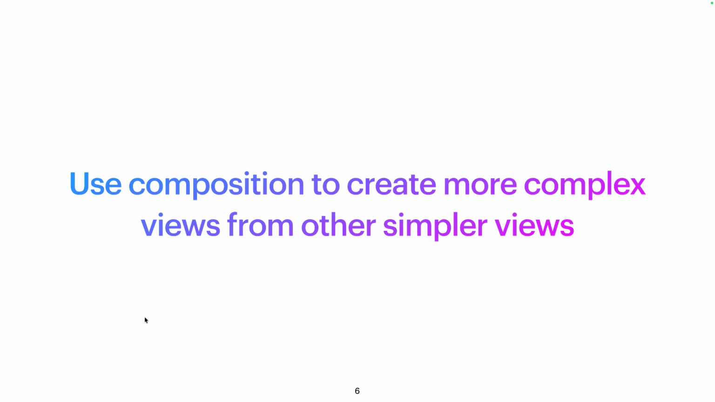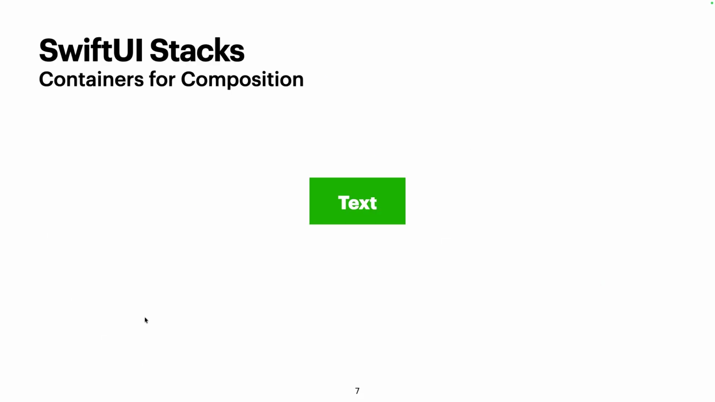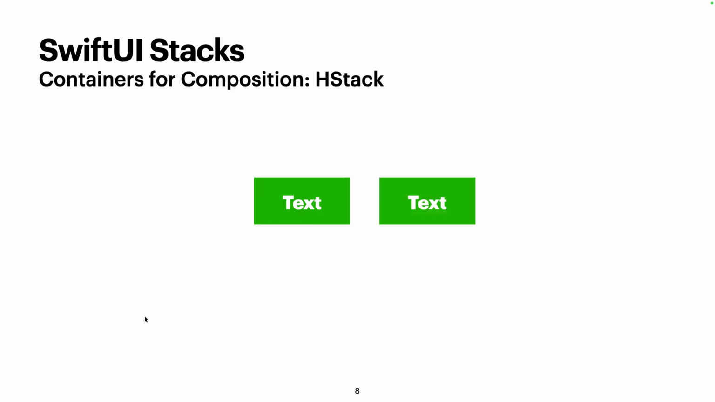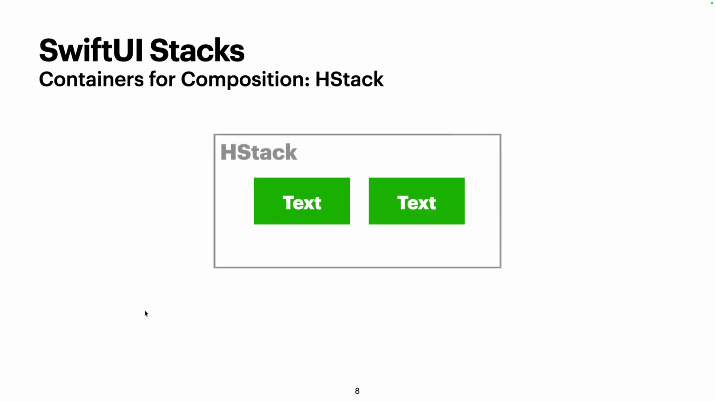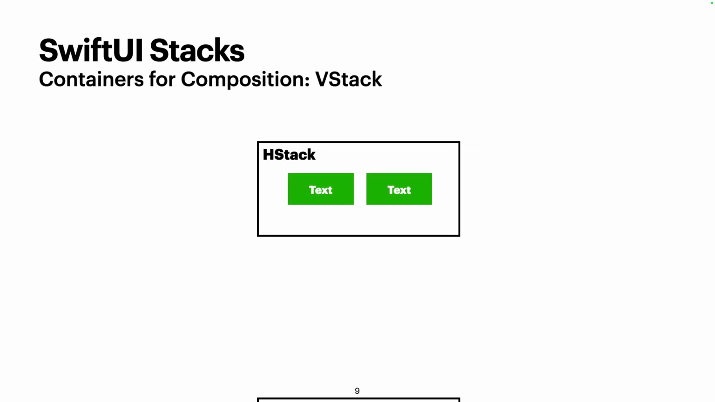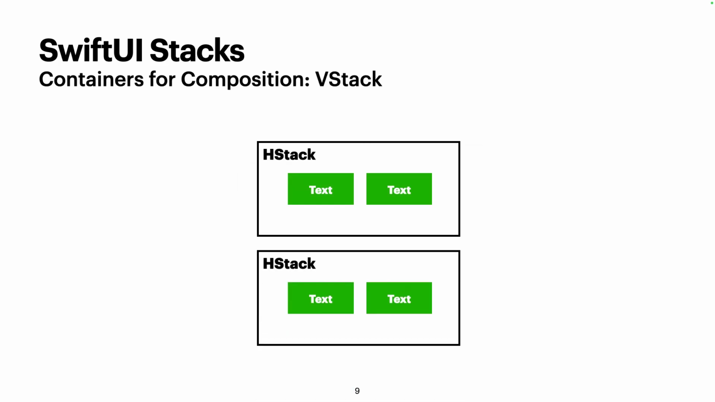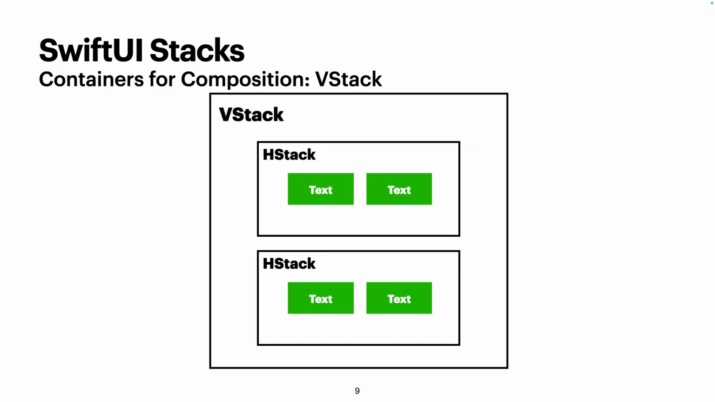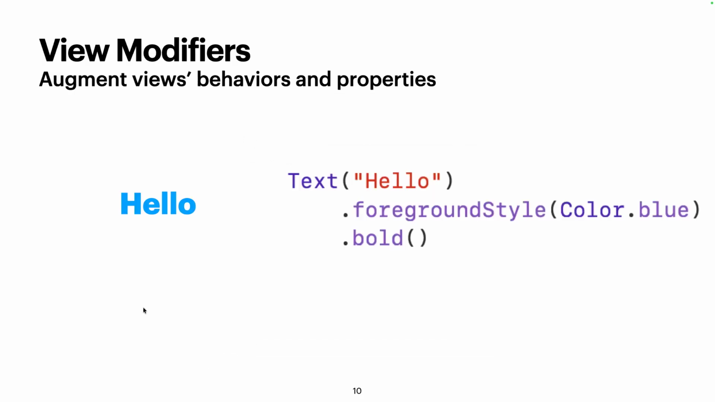Now, how do we create those complex views? We use something called composition. We use composition with, for example, stacks. We talked about three different types of stacks. An HStack basically aligns its subviews horizontally. A VStack is a container that aligns its subviews vertically. And then we also talked about ZStack, which aligns all of its subviews on the Z axis, sort of like Photoshop layers.